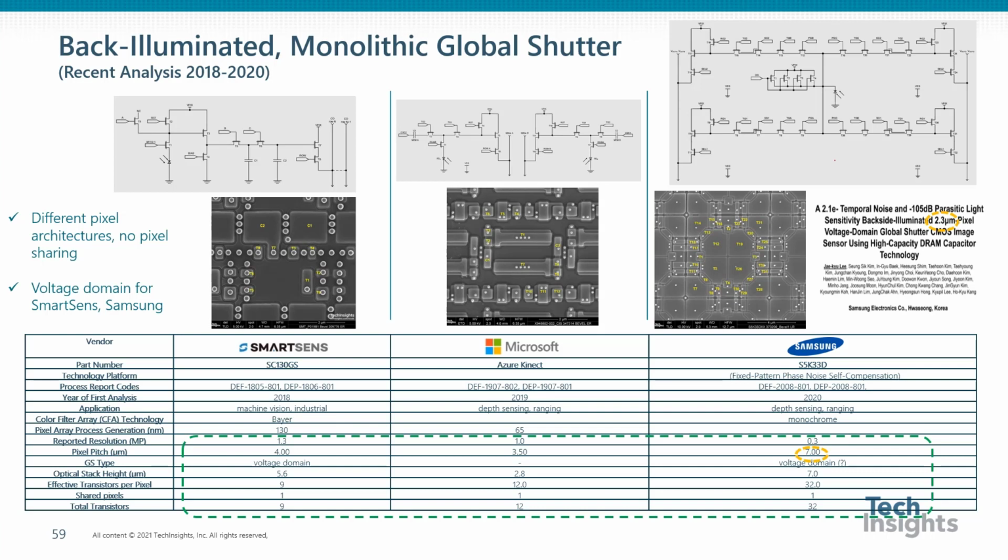The pixel architectures are a little bit different between the three, but it is noted that SmartSense and Samsung is voltage domain, indicated over here, and they all have no pixel sharing, as indicated over here. We also see that SmartSense uses 9 transistors per pixel, Microsoft 12, and Samsung's 32.